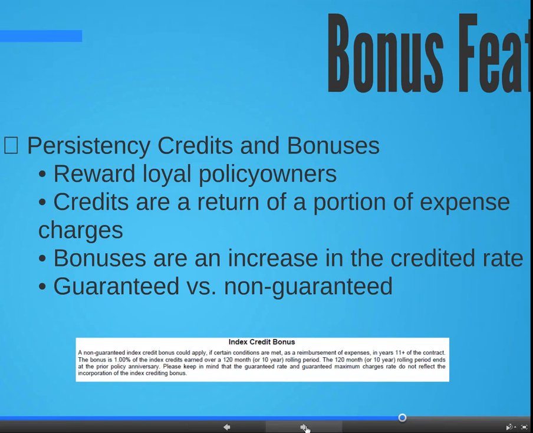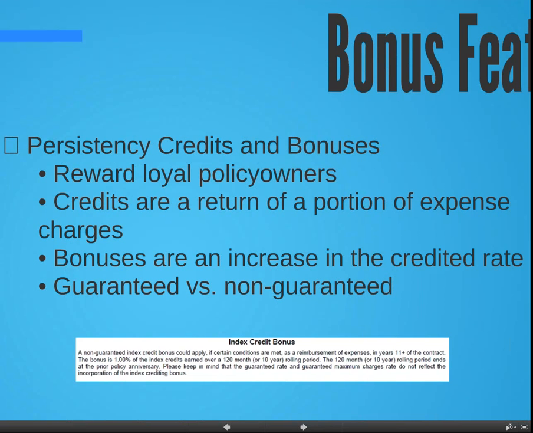And this would be something that's easy to miss: guaranteed versus non-guaranteed. I like guaranteed persistency credits and bonuses. It's great for the client that keeps the policy. I really hate non-guaranteed persistency credits and bonuses because I think it's just a way, honestly, of making your product look better without committing to it.